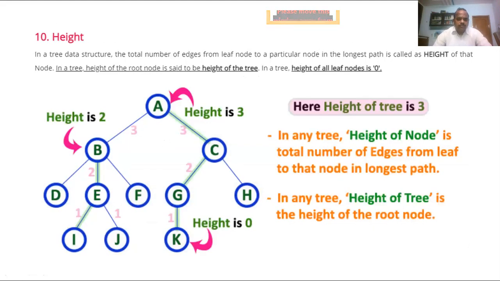Height of a tree. Here the height is 3. The total levels equal the height: 0, 1, 2, 3. Clear? Here 0, next is 1, next is 2, next is 3. In the given example, the height of the tree is 3. In any tree, the height of a node is the total number of edges from the leaf to the node in the longest path. So the height of the tree is the height of the root node.